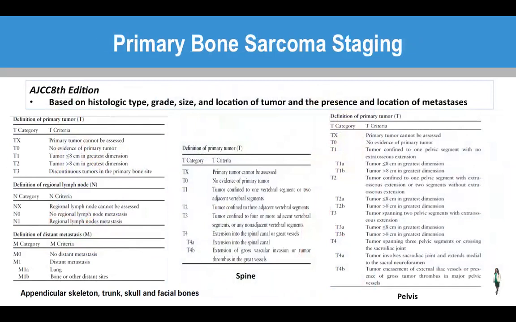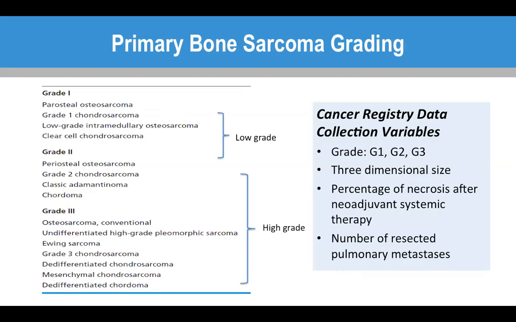So after we made the diagnosis, we're going to do the staging. The staging book is the AJCC 8th edition, based on histological type, grade, size, location of the tumor, and the presence and the location of metastasis. In this book, the tumors are grouped into 3 groups. The appendicular skeleton, trunk, skull, and facial bone is staged one way. The spine has its own way, and the pelvis is another way.